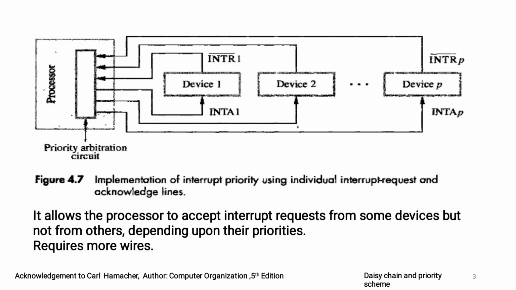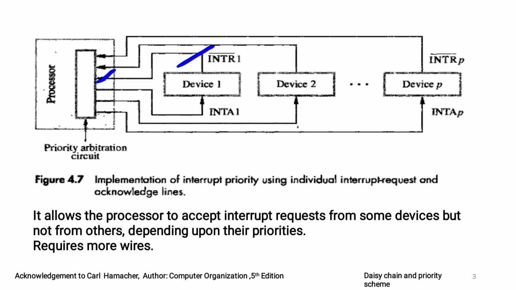Next, we shall discuss the interrupt priority scheme. The figure shows implementation of interrupt priority using individual interrupt request and acknowledge lines. That is, there are n number of devices, device 1, device 2 until device P. Each is connected to the processor through its own interrupt request and interrupt acknowledge lines. When device 1 wants service from the processor, it sends a request signal on its own interrupt request line, which is connected to the processor.